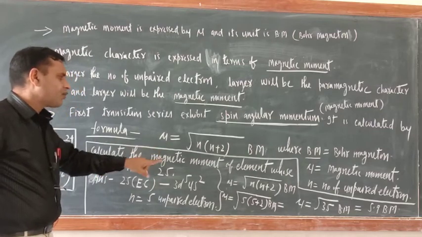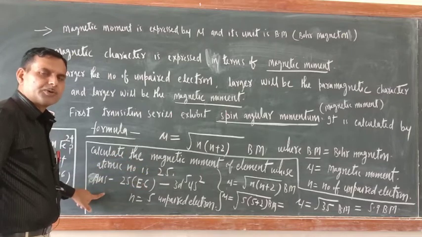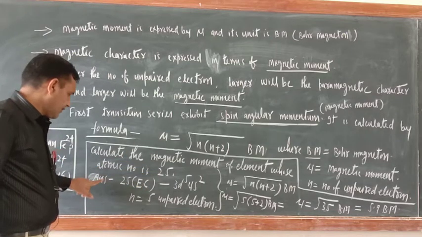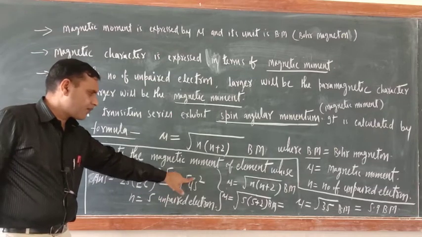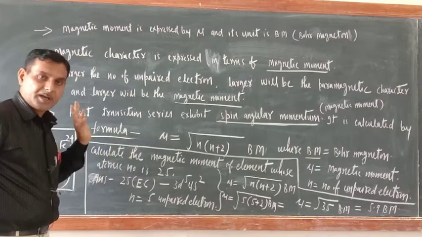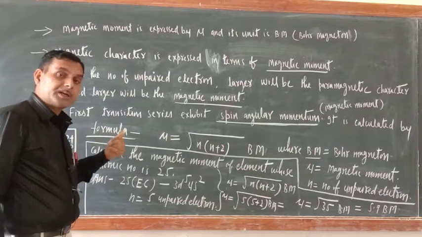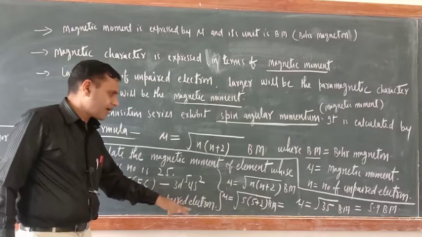Calculate the magnetic moment of the element whose atomic number is 25. First you should write the electronic configuration. The electronic configuration of 25 is 3d5 4s2. You should take only the unpaired electrons, so n equal to 5, these are the only unpaired electrons.